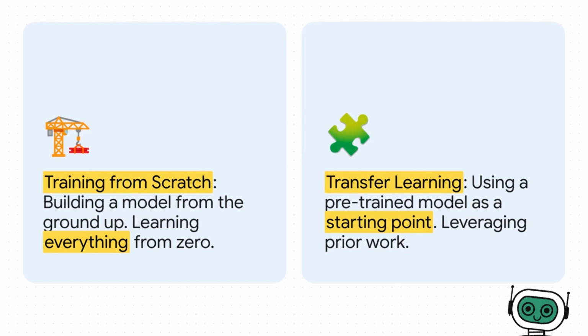So let's really contrast these two approaches. Training from scratch is like building a skyscraper by going to the quarry yourself and mining the stone for the foundation. It's a massive job. Transfer learning, on the other hand, is like getting handed the keys to a 90-story building that's already built. All you have to do is customize the penthouse suite for your company. You're just leveraging a huge amount of work that's already been done.